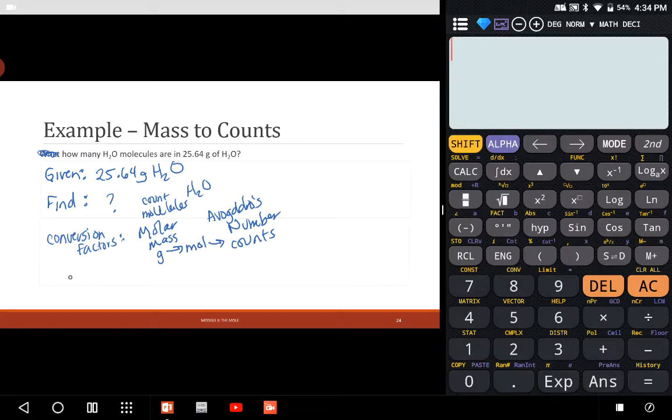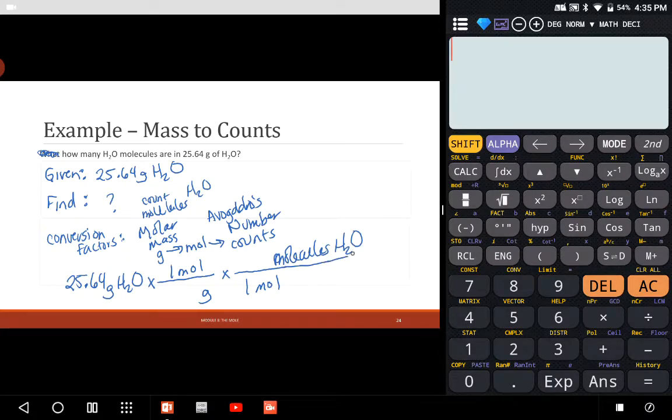So I need to go from 25.64 grams of H2O, and I can't go straight to counts. I'm going to have to stop over in moles of things. And so I have to go from grams to moles using the molar mass. And then I will go from moles into counts. And so that will give me my number of molecules.